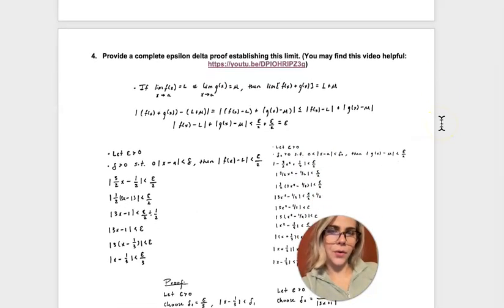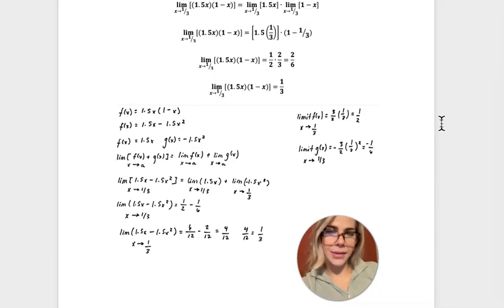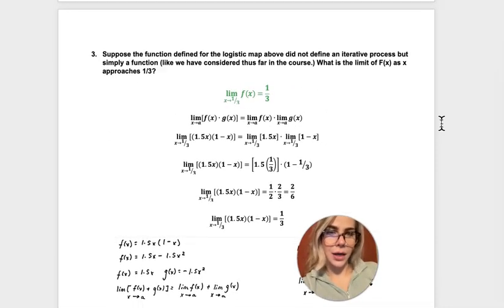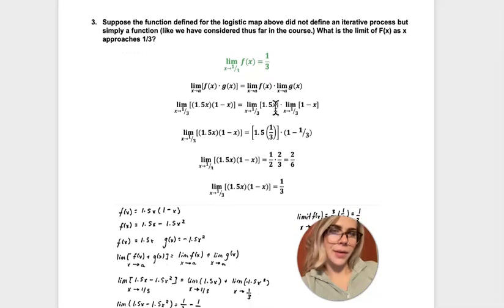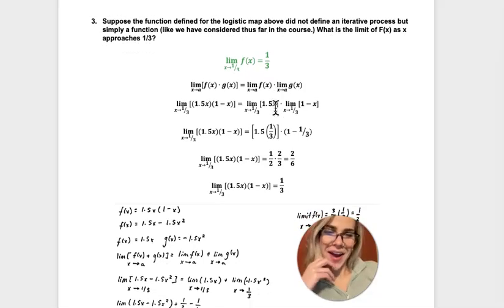And so we're going to be going over my establishment of the limit for if our iterative process was just a normal function, like the ones we've studied before. So I calculated that the limit of our function, assuming it was just a typical function, is equal to 1 over 3. And I had a fun time with the epsilon delta proof for this.